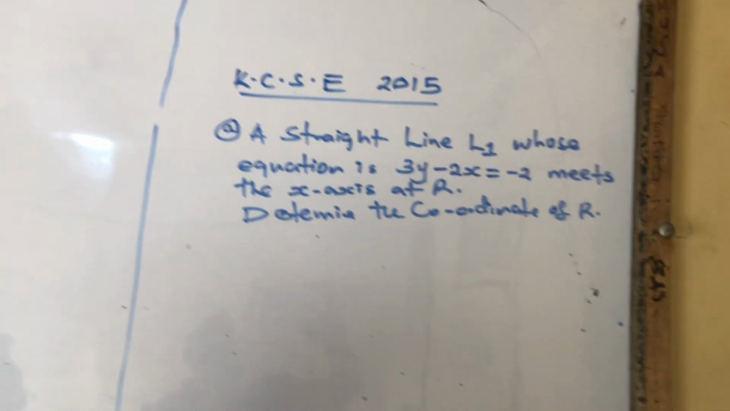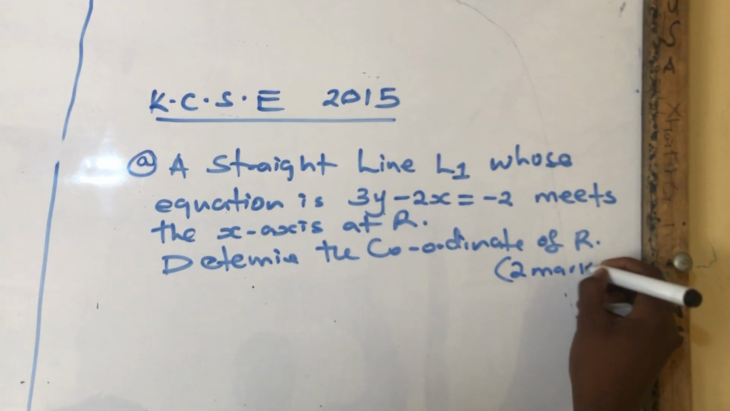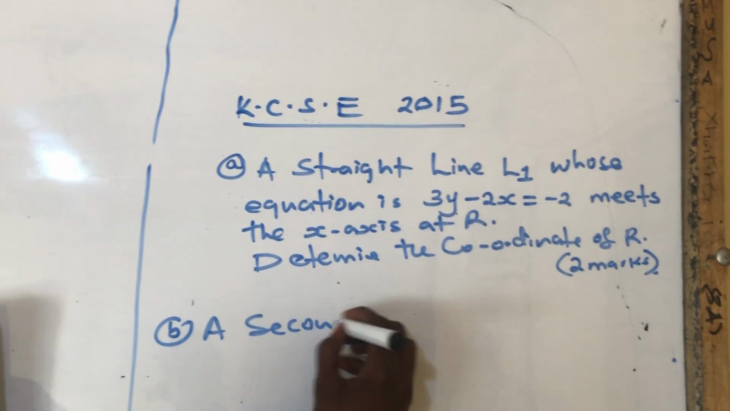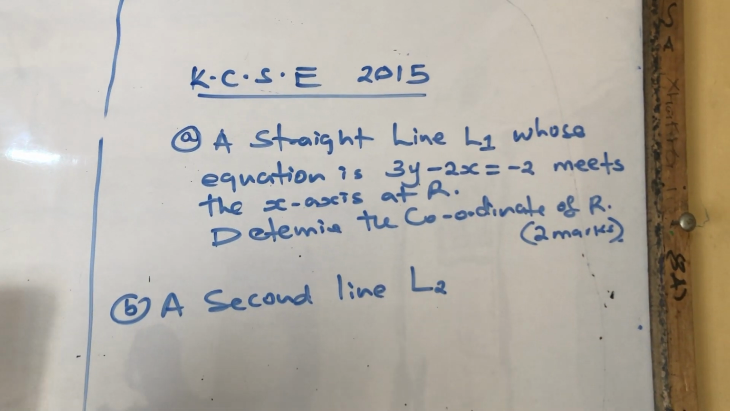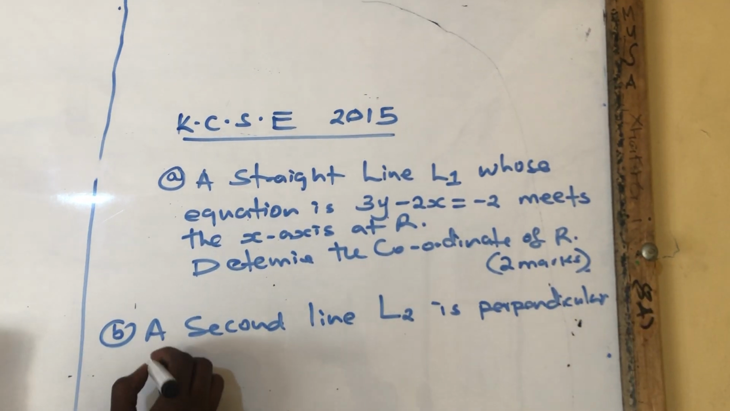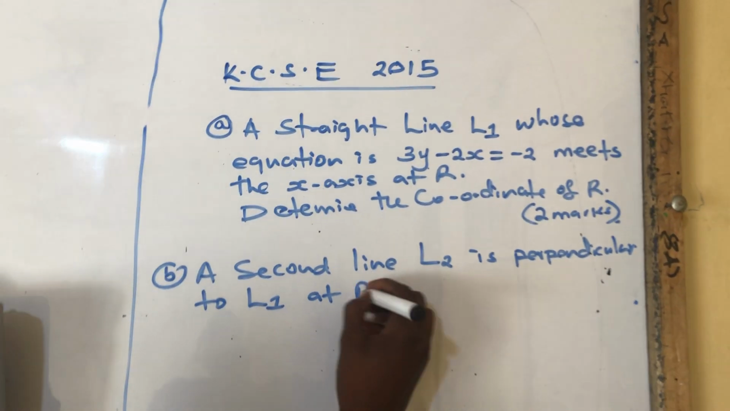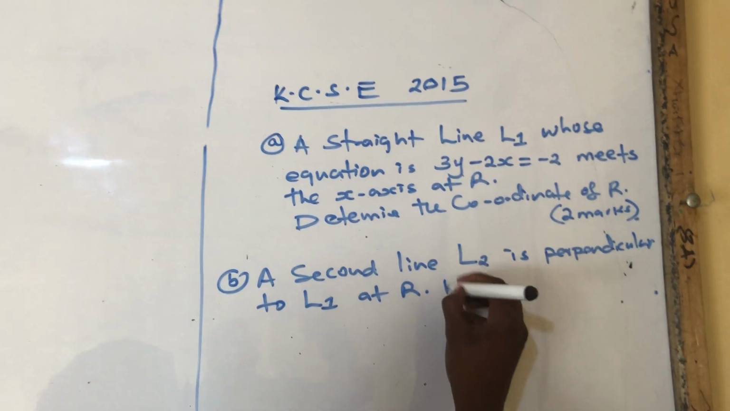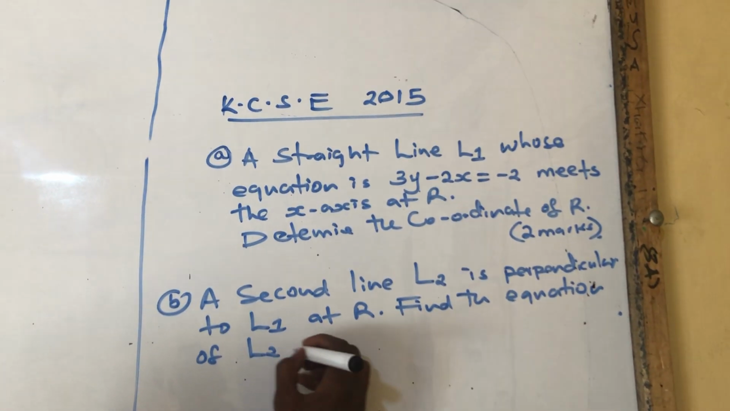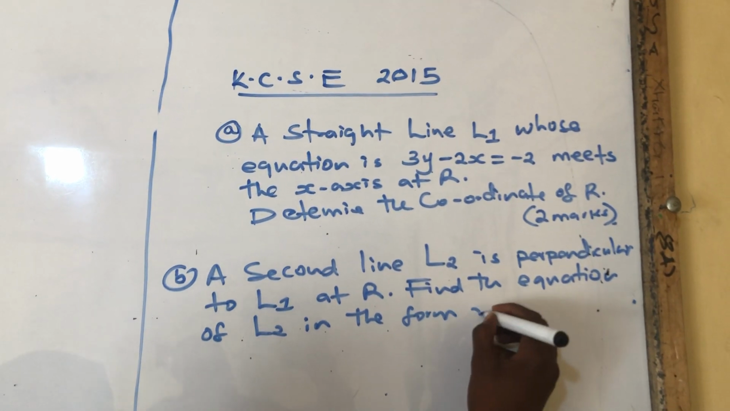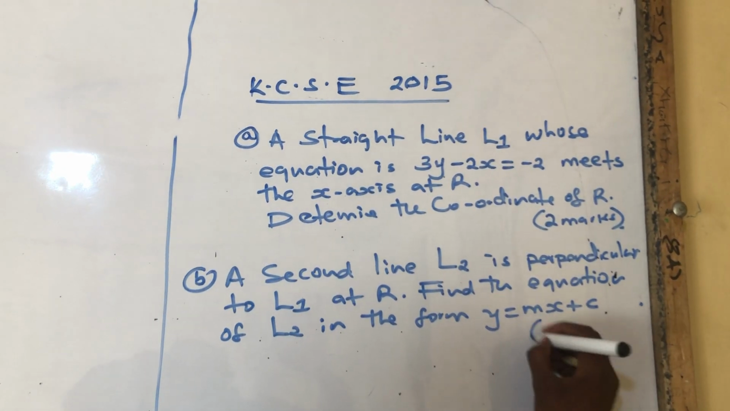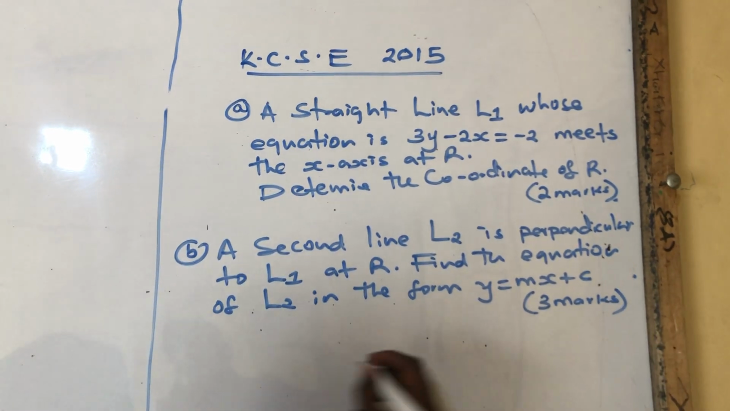That was supposed to be 2 marks. Bringing us to part B: a second line L2 is perpendicular to L1 at R. Find the equation of L2 in the form y is equal to mx plus c. That was supposed to attract 3 marks.